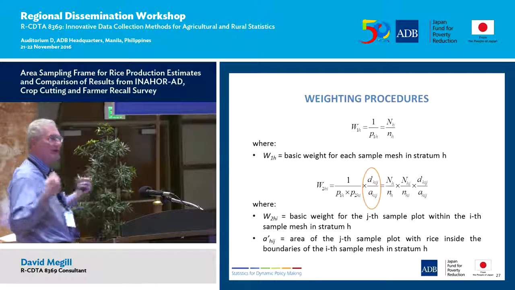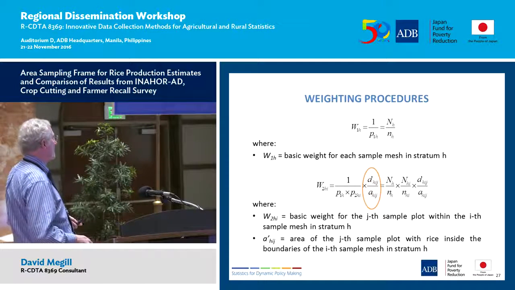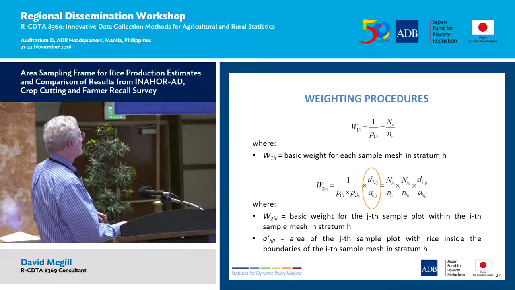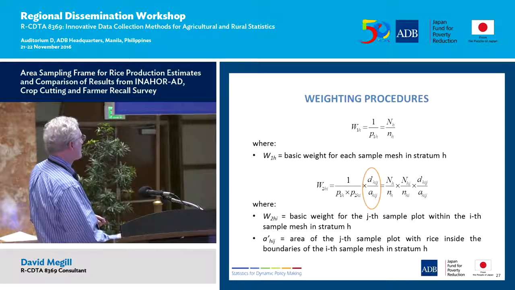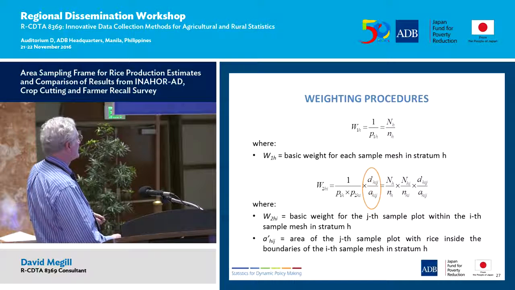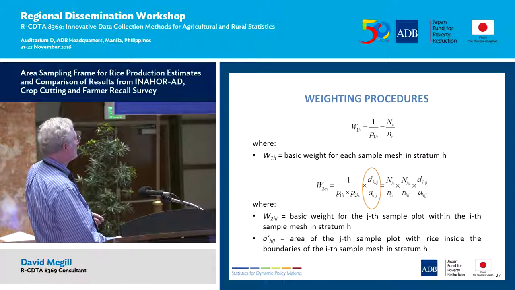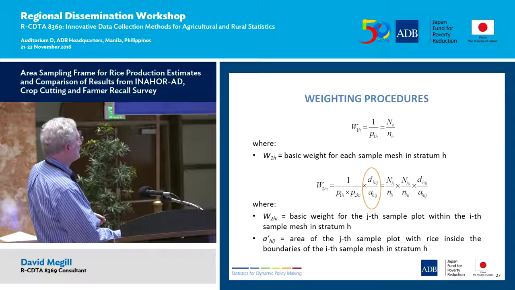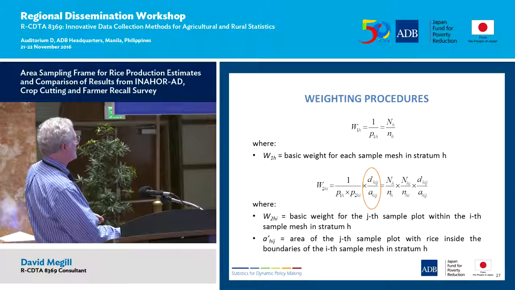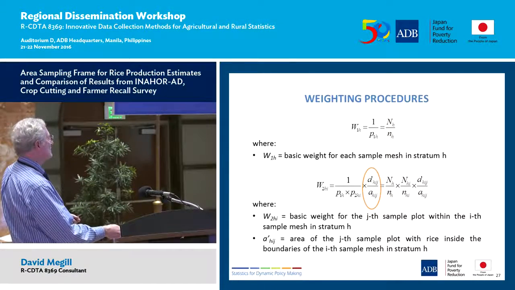Okay, now how do we calculate weights from these probabilities? First of all, we can look at the weight of the sample mesh. It's simply the inverse of the probability, which is the total number of meshes divided by the sample in each stratum. In the case of the second stage weight, we have 1 over the first stage probability times the second stage weight. We saw those probabilities before, so it's expressed in terms of the first stage and the second stage.